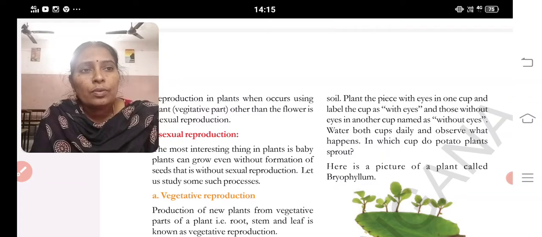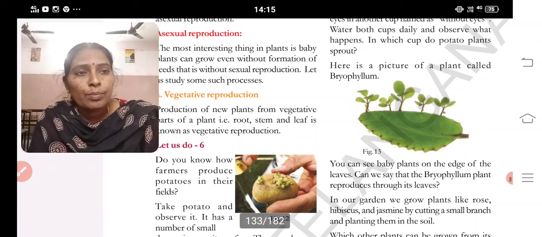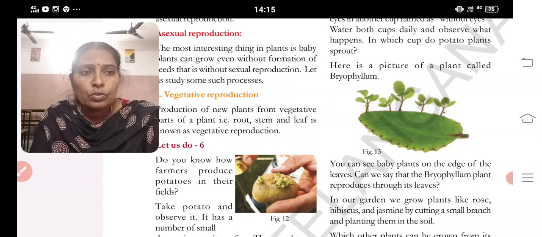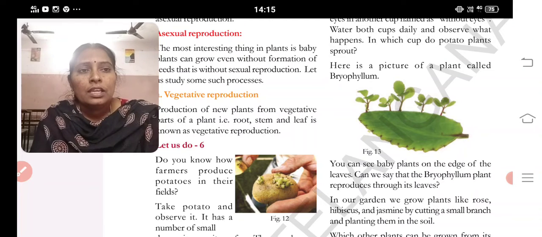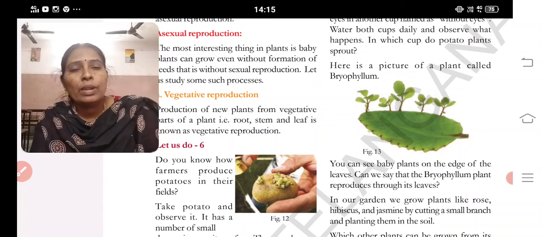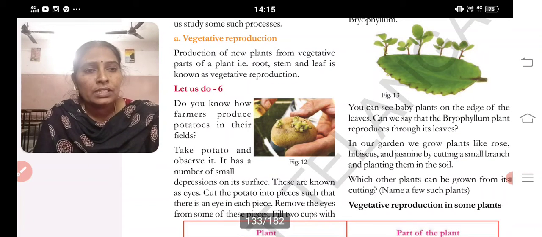Here is a picture of a plant called bryophyllum. You can see a baby plant on the edge of the leaves. Can we see the bryophyllum plant reproduce through its leaves? Yes. In our garden we grow plants like rose, hibiscus and jasmine by cutting small branches and planting them into the soil. Which other plants also grow from cuttings?